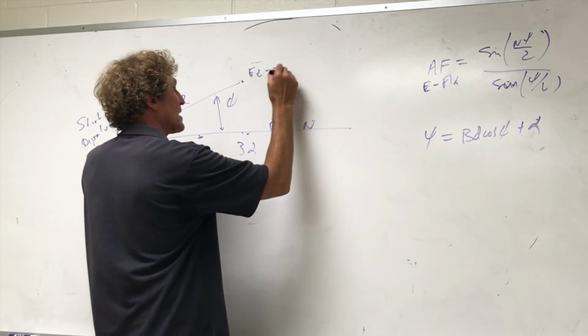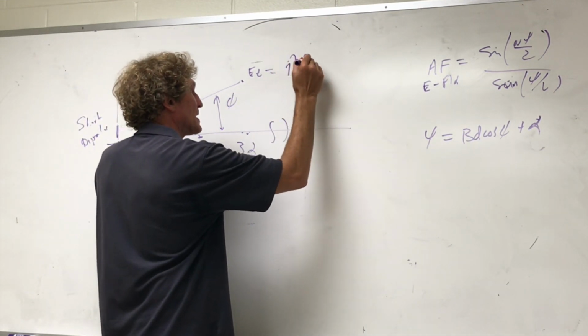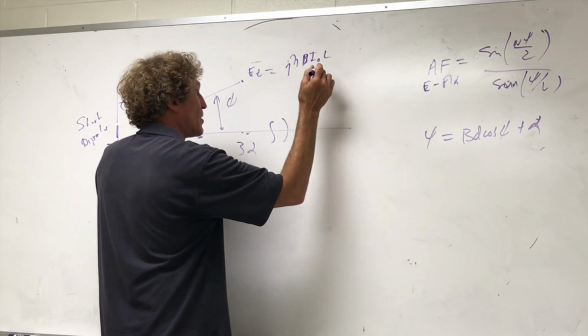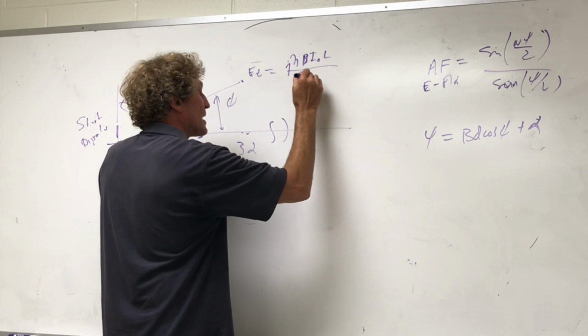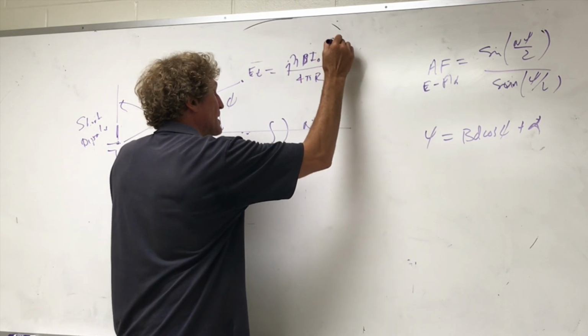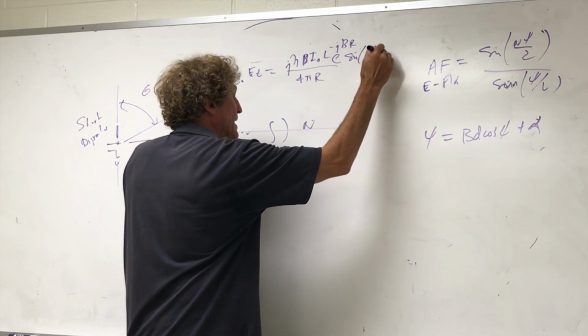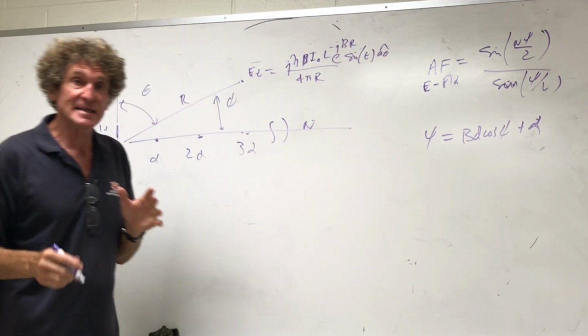So here we would have j eta beta times I naught times L, that would be the current magnitude on each element, over 4 pi r, e to the minus j beta r. Then there would be a sine of theta, and it would be in the a theta direction. Y'all with me, class? That's the element.